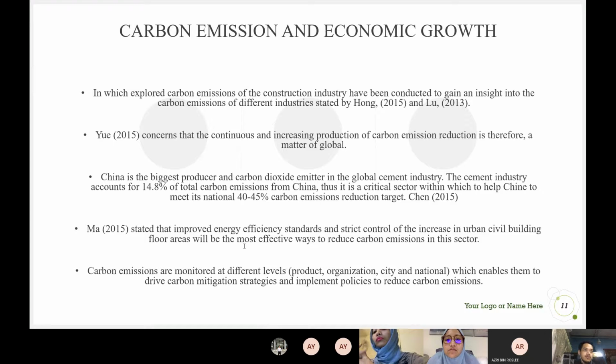However, Yuan 2015 concerns that the continuous and increasing production of carbon emission reduction is therefore a matter of global concern. It is stated by Chen that China is the biggest producer and carbon dioxide emitter in the global cement industry. The cement industry accounts for 14.8% of total carbon emissions from China. Thus, it is a critical sector within which to help China to meet its national 40 to 45% carbon emission reduction target.